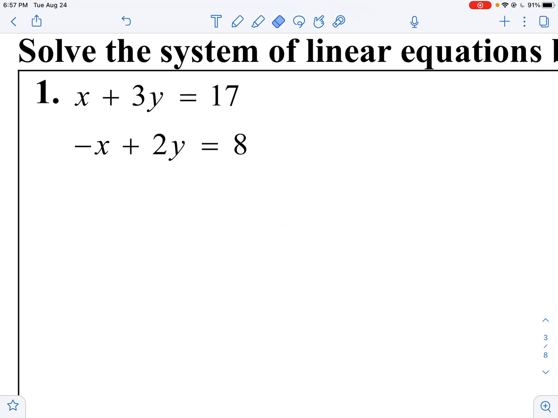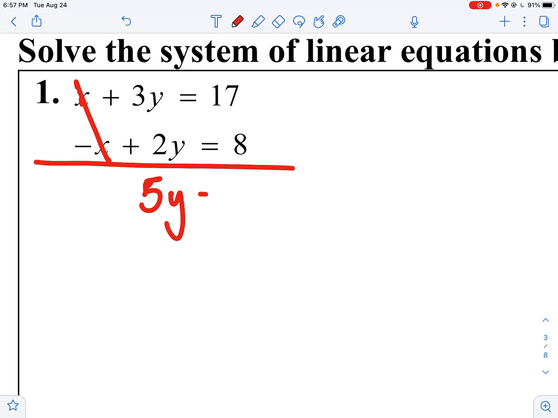So I would want something like -2 and +2, or -25 and +25. In this case, I already have -1x and +1x. And since I already have that, I can eliminate the x's already. x minus x is 0. Add your y's. Combine your other like terms, and we know that y equals 5.